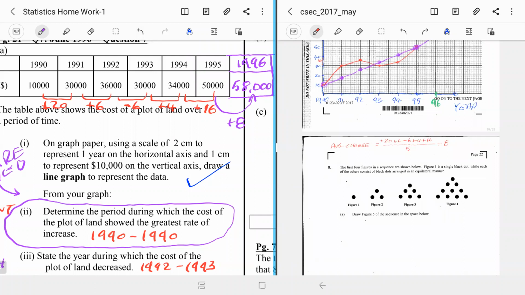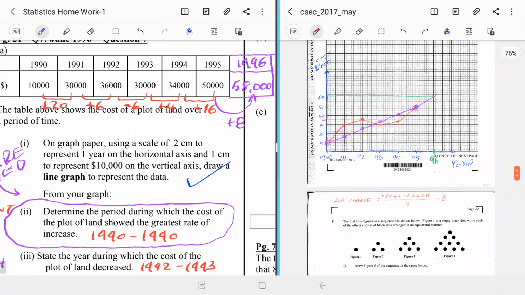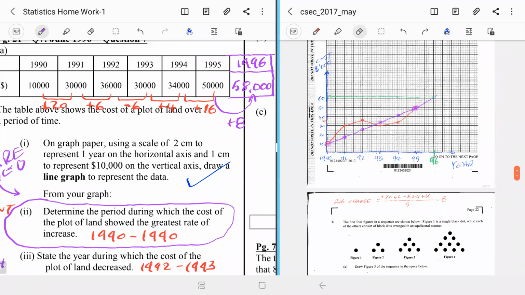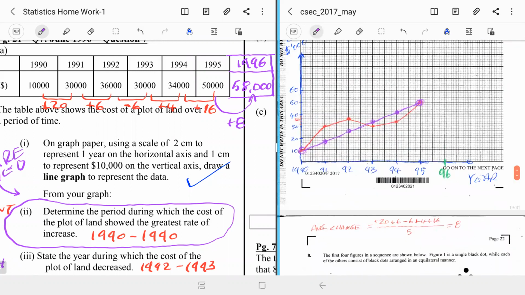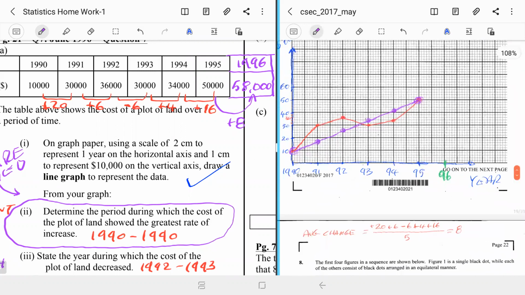Understand that, guys? Yes, sir. Because the line is so straight, that's why I'm going to get 58. So if I were to come back on the graph and draw the line with a straight line, it will come to my 58, maybe somewhere there if I extend that straight line.